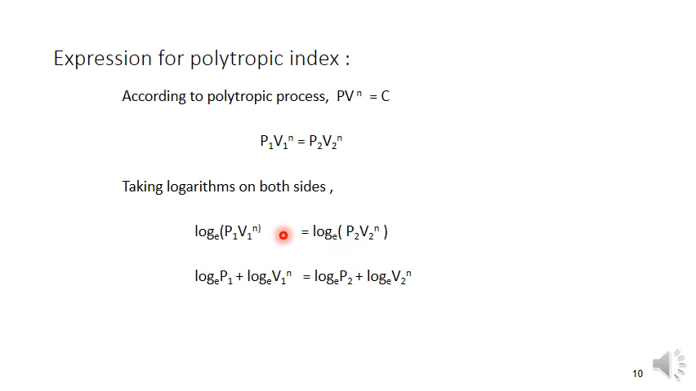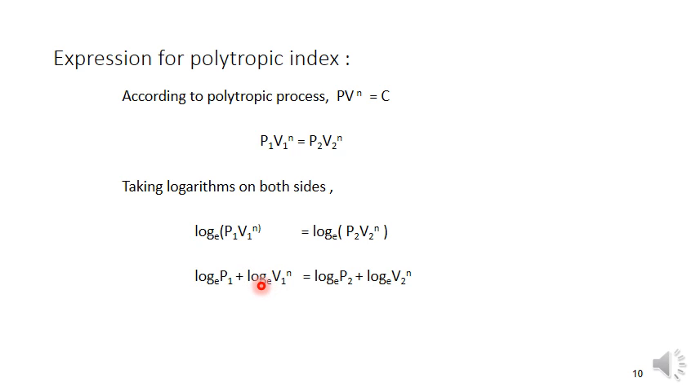Next, we all know that log AB is equal to log A plus log B. So I am applying log P1 plus log V1^n equals log P2 plus log V2^n. For both sides the base is e, so that's why I am not mentioning it. Base is e. And after that we also have to simplify here.